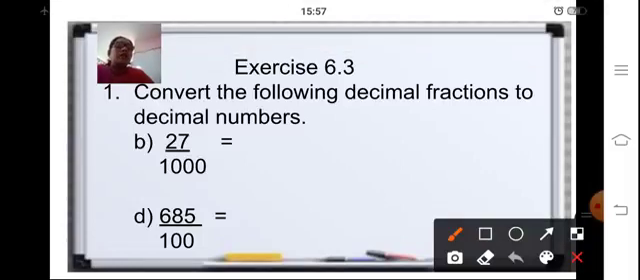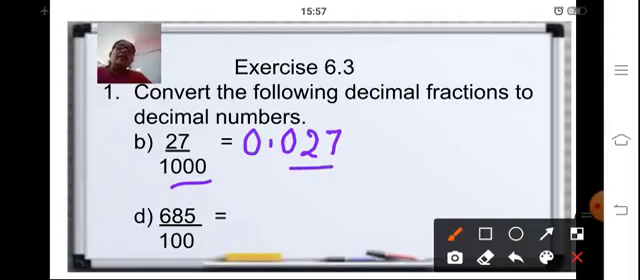27 upon 1000. Now 1000 has got 3 zeros. So write the number 27 as it is. Now count 3 places. 7 is the first place, 2 is the second place. Now the third place is not there, so you will add a 0. Then put a decimal point, and then 0. So after the decimal point, it shows the 3 places of the denominator.